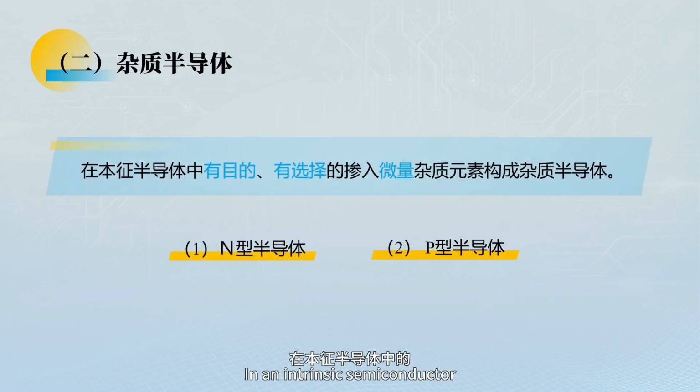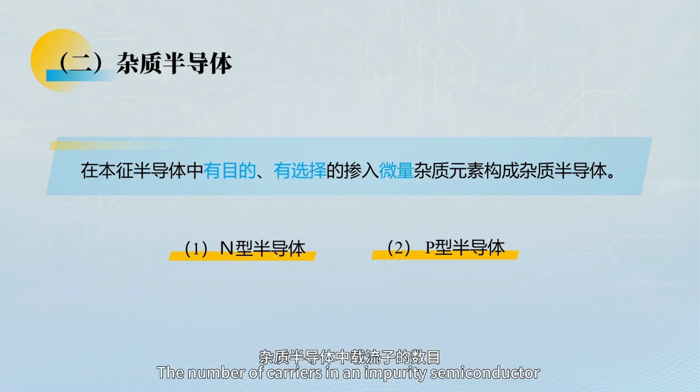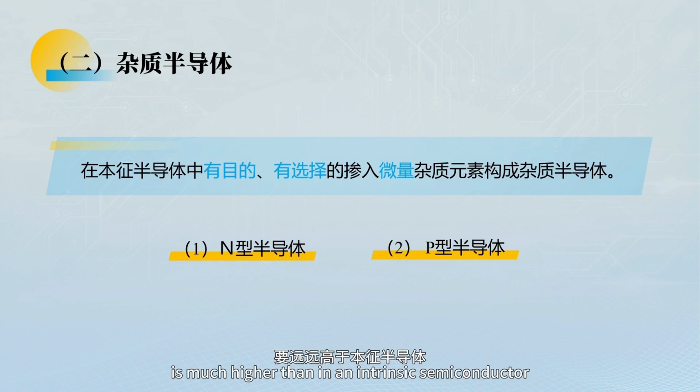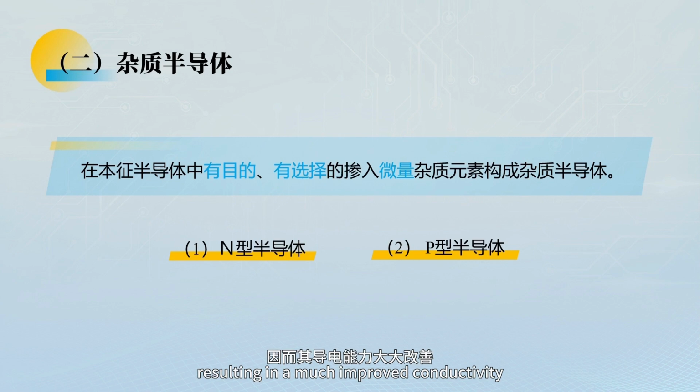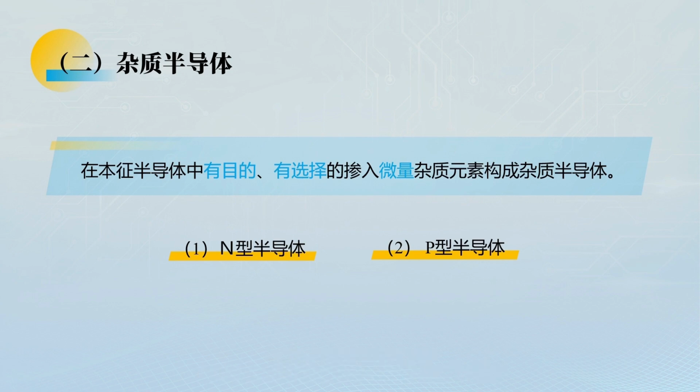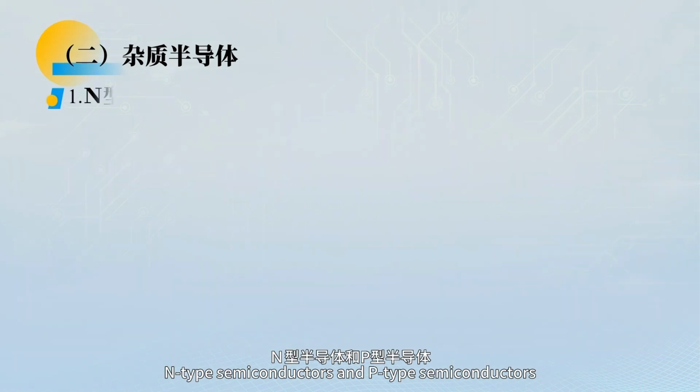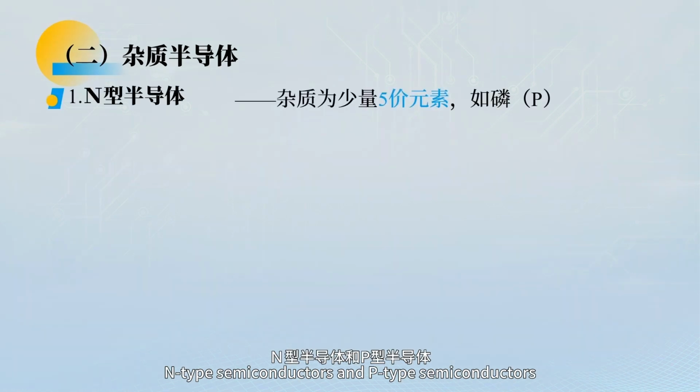A semiconductor doped with certain trace impurity elements is called an impurity semiconductor. The number of carriers in an impurity semiconductor is much higher than in an intrinsic semiconductor, resulting in a much improved conductivity. Impurity semiconductors are classified as N-type semiconductors and P-type semiconductors.